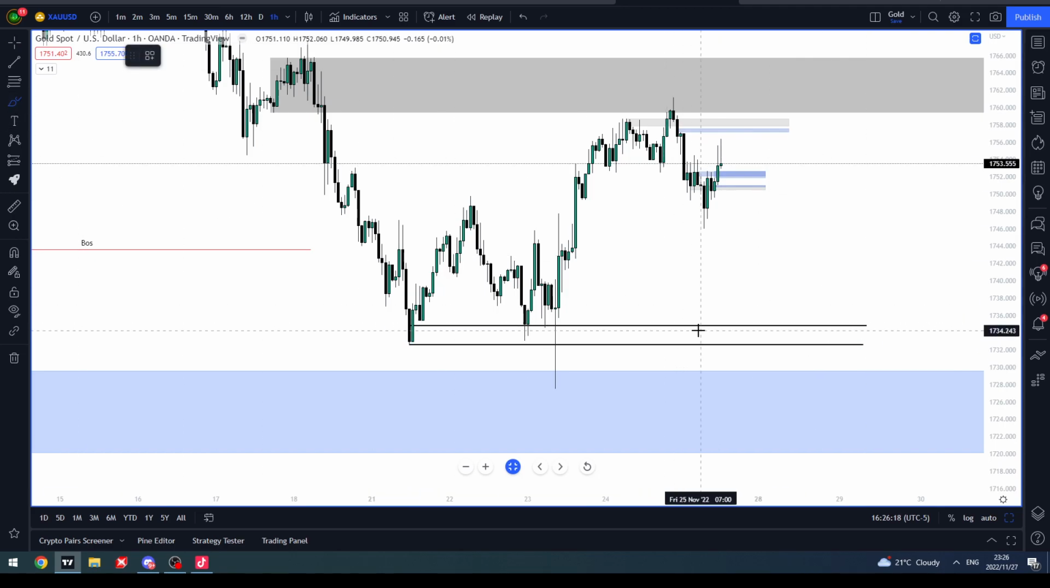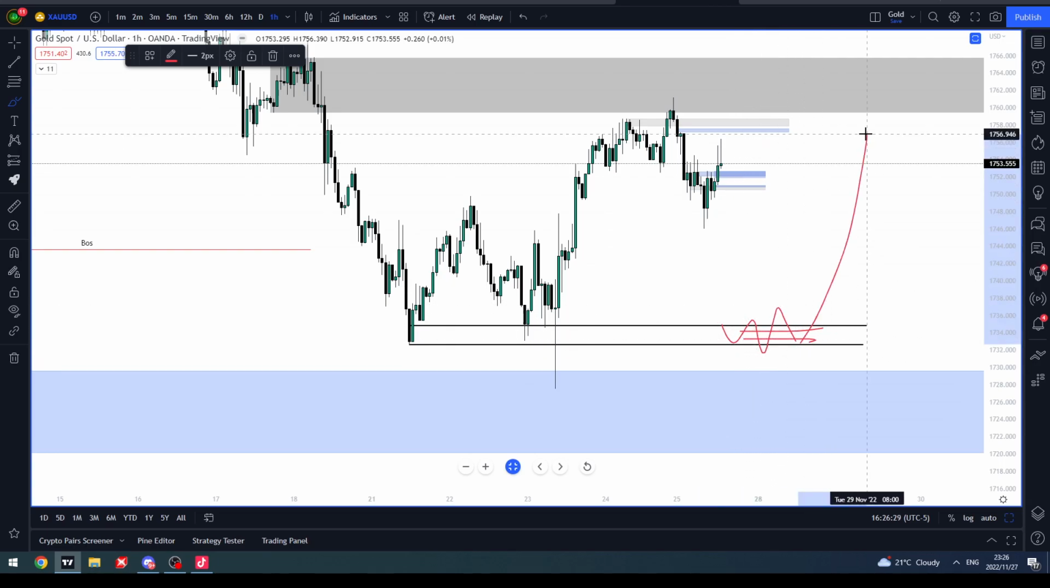Aggressive entries, but like I said, we don't take entries based on the level. We take entries based on the reactions of the level. So you want to see something like that form, your entry form here, and then we take the long up there.